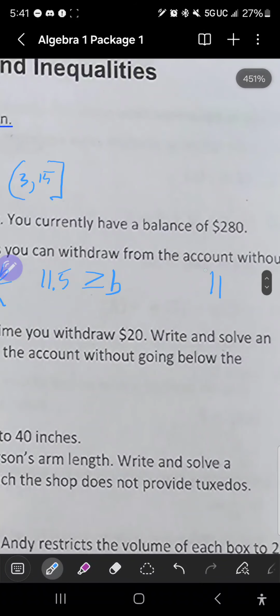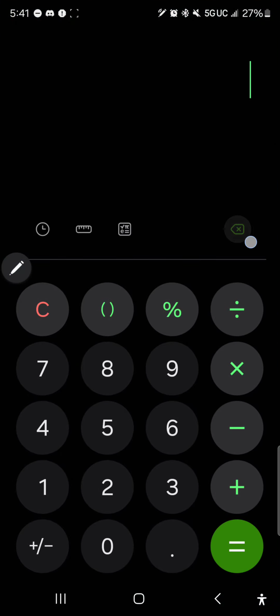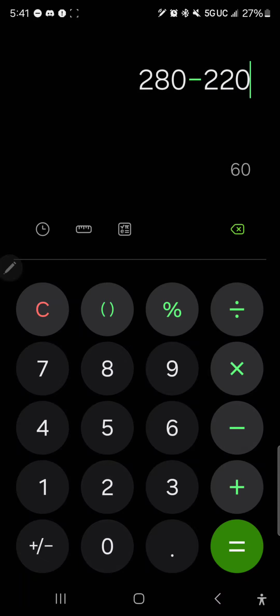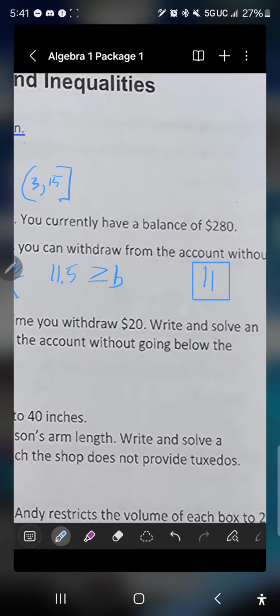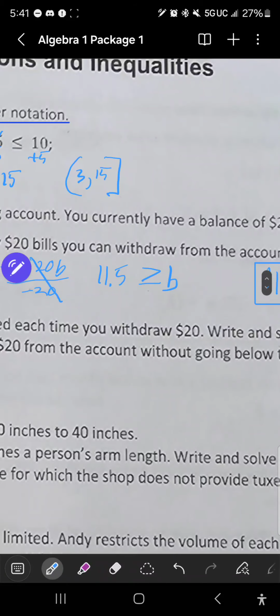Because if we withdraw 12 bills, our balance is going to be less than $50. As you see, we withdraw 11 times 20, and 280 minus 220 is 60, which is a value we can have in our account.